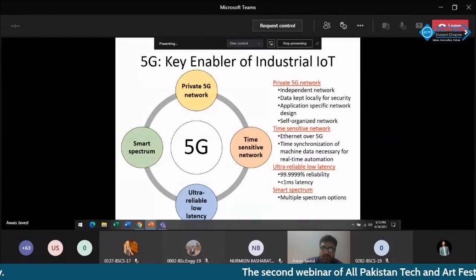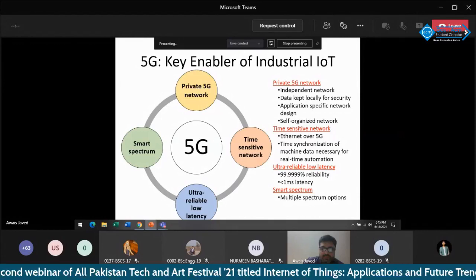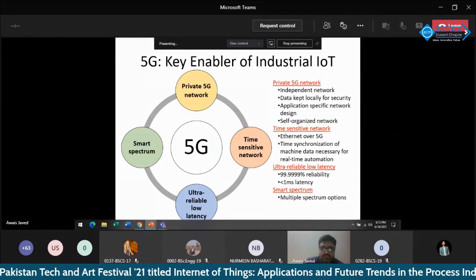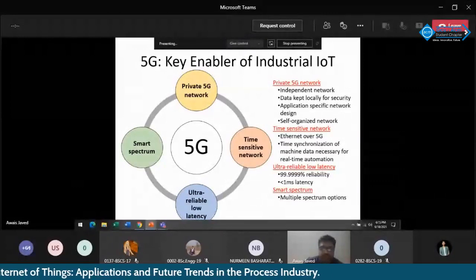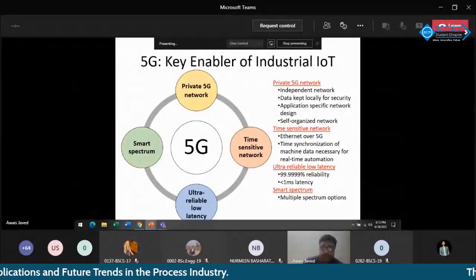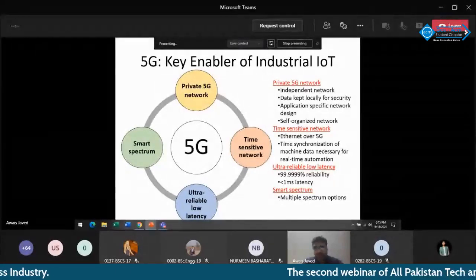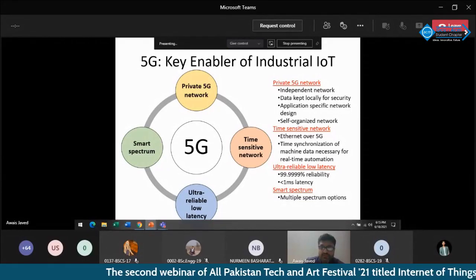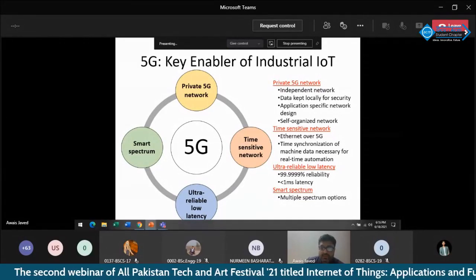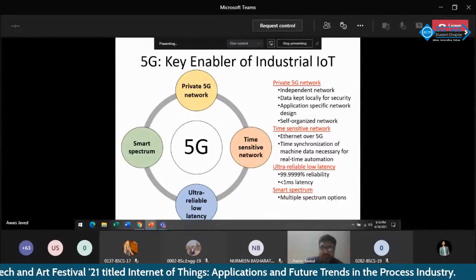The heart or the brain of the industrial IoT is basically the 5G technology. There are some key enablers of this 5G communication technology, which provide some benefits to the industrial IoT, which were not present in previous versions of cellular communication. For example, 5G has four key features that are very much suited for the industrial IoT. One feature is the private 5G networks.